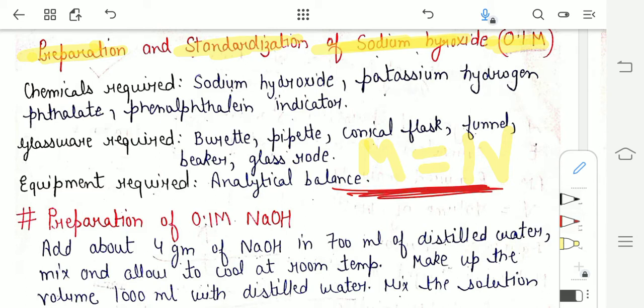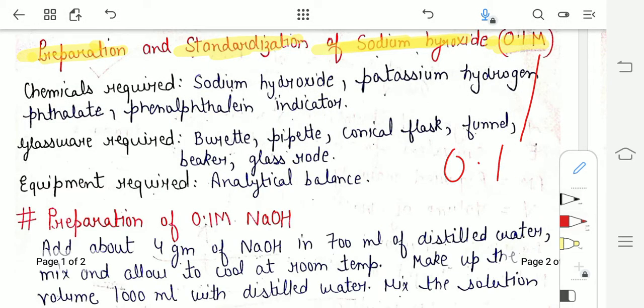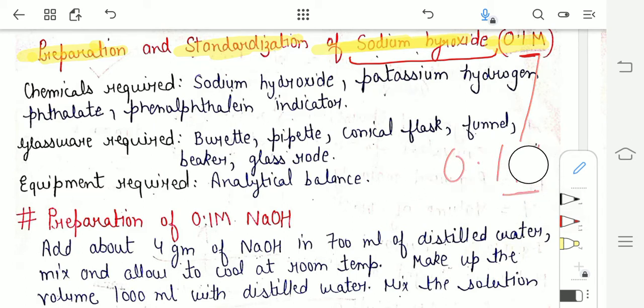But here we must know that instead of writing here 0.1 molar, we can also write 0.1 normal. Why? Because the molar as well as the normal solutions of sodium hydroxide are having the same strength. Okay, so this thing must be clear to you.